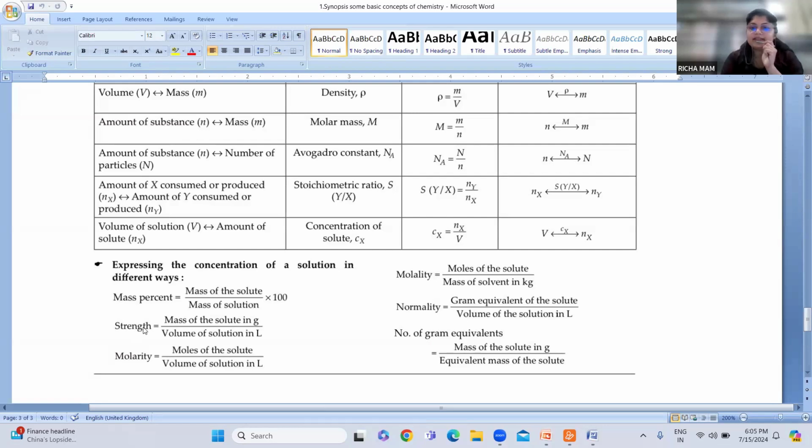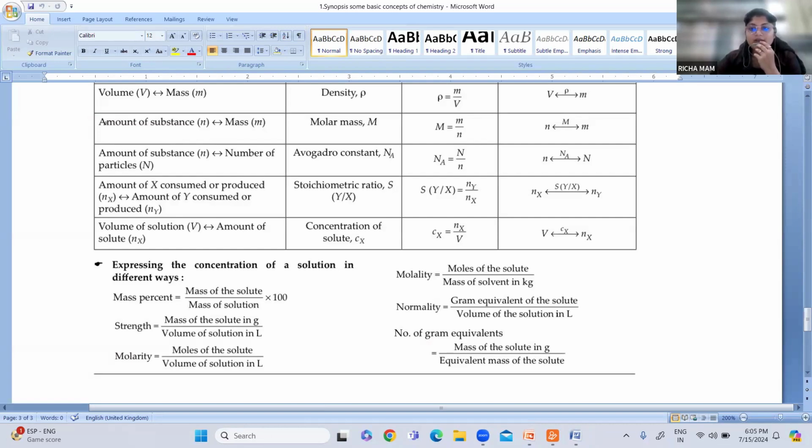Then next is strength. How are we going to determine the strength of any solution? The strength of the solution is decided by how much mass of the solute you take, divided by in how much volume of solution you add it. Suppose I have taken 4 grams and I have dissolved that 4 grams in 1 liter of solution. This will tell you how much the strength of that particular solution is. So it will tell me the concentration.